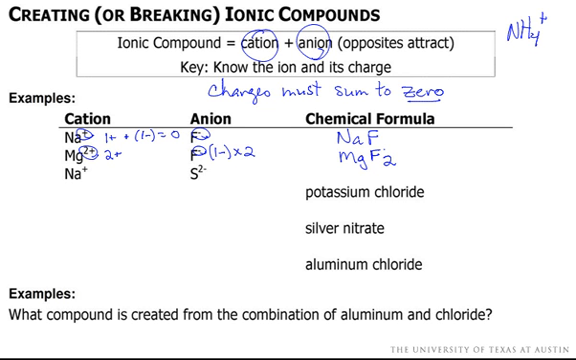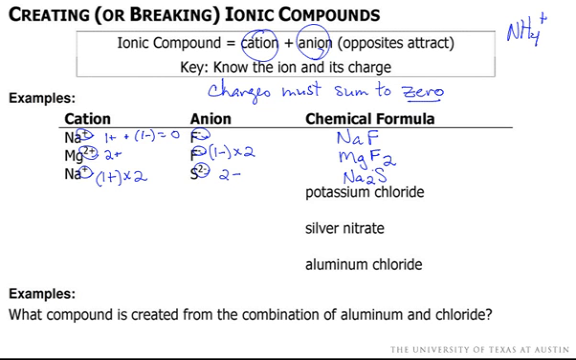The next example flips it a little bit. I have a 1 plus and I have a 2 minus. I see that in order to balance the 2 minus, I need to have 2 pluses. So that becomes Na2S.